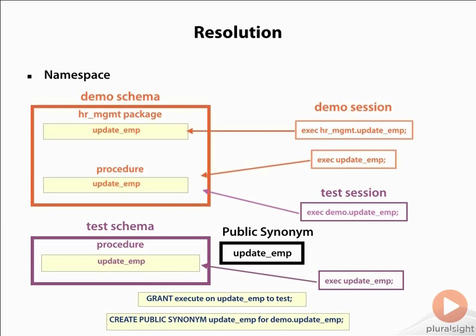So to sum it up, local objects get resolved first before Oracle will go to the next level. The schema name and the package name serve as namespaces for us to define and invoke multiple objects with the same name.